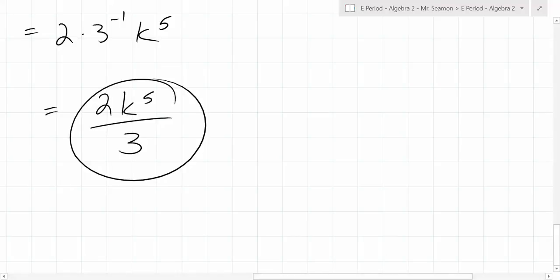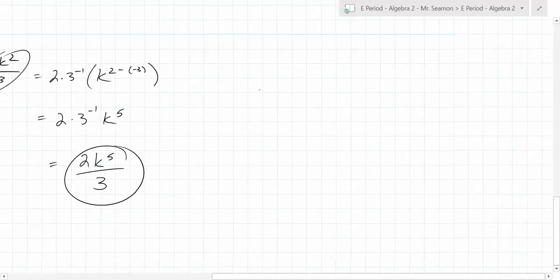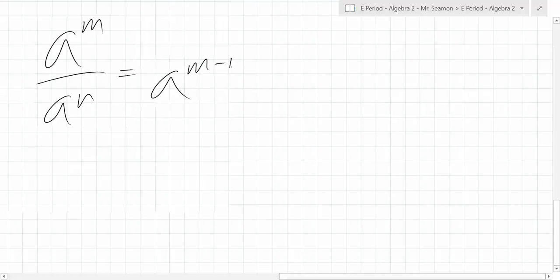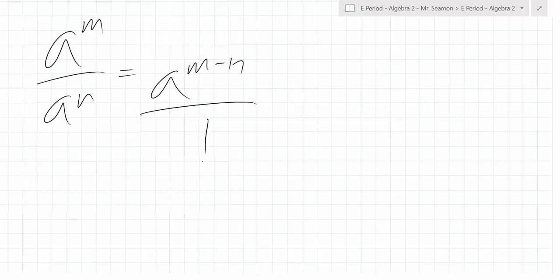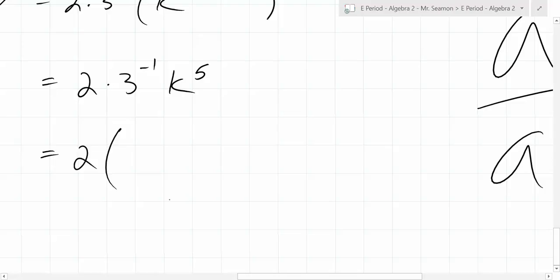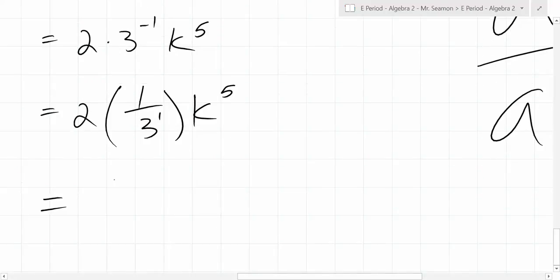And then you're done. I have a question. Harrison, that's a good question. Because the rule is a to the m over a to the n. What does that equal? Yes, over 1. It's not 1 over that, it's over 1. That's the rule. So it's 2k to the 5th. What is 3 to the negative 1? It's 1 over 3 to the first power. So therefore, what does that become? 2k to the 5th all over 3. That's where it comes from.